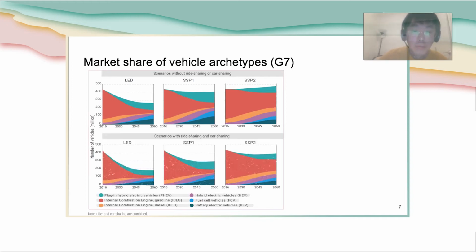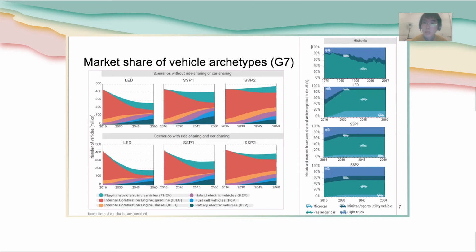And on the bottom, we can see similarly three stock plots here. The difference is that on the bottom, we implement two strategies. One is ride sharing, the other one is car sharing. Immediately, you can see the reduction of the vehicle stock over the years, which is a direct result of the assumptions. For example, in ride sharing, we assume an increase of the vehicle occupancy rate, which enables us to fulfill the same travel demand with fewer vehicles on the road.